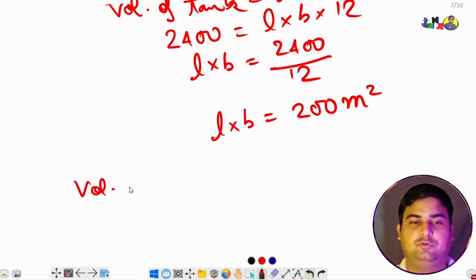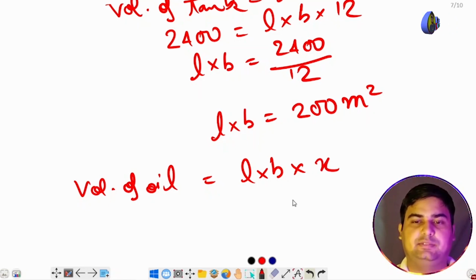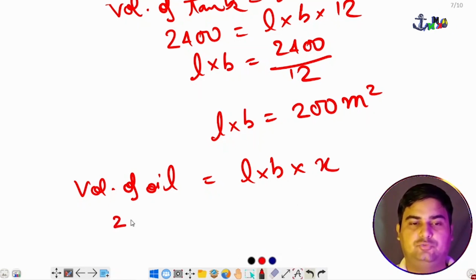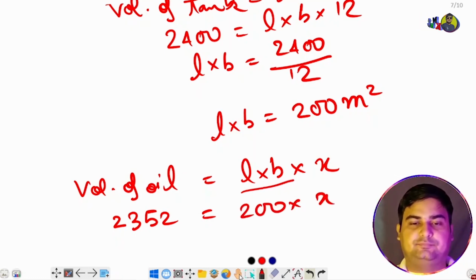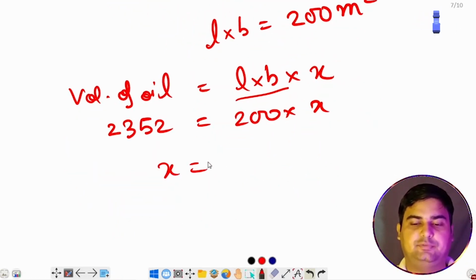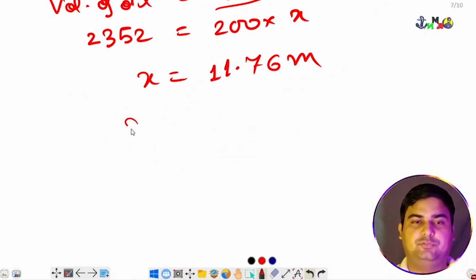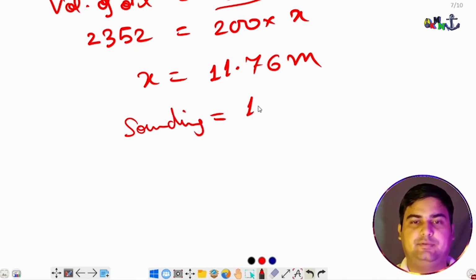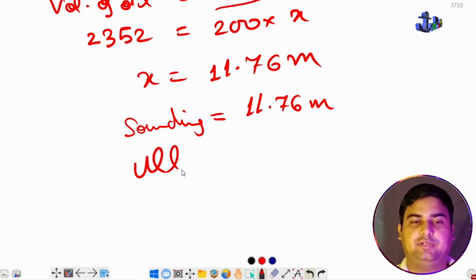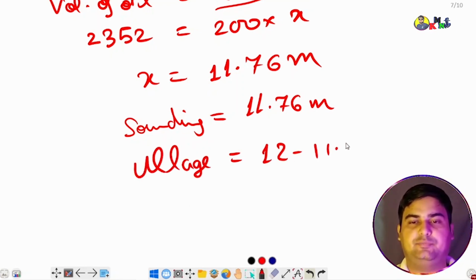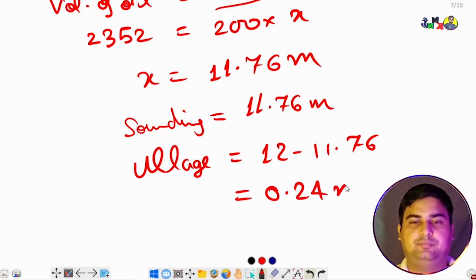So we know volume of oil is equal to L into B into, we can say X. X is the sounding. So 2352 is equal to L into B, we know 200 into X. So X will be equal to 11.76 meters. So we know the sounding is 11.76 meters. So we can calculate the ullage. 12 minus 11.76, that will be equal to 0.24 meters. And this is the answer.